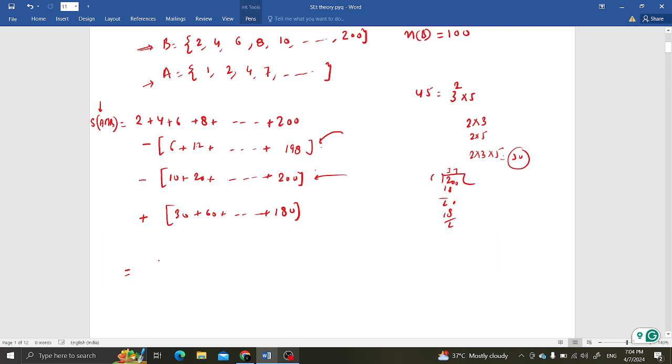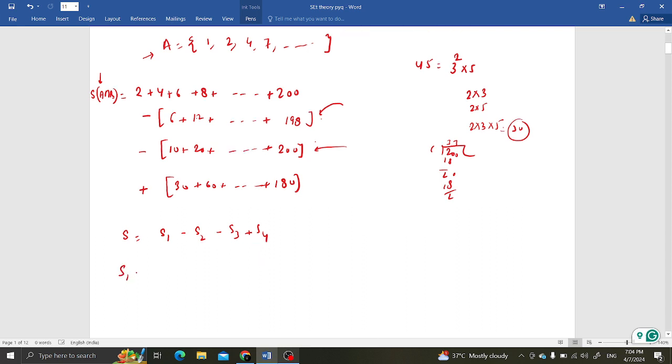Now, what will come? You observe the first thing: what is the first sum? First is S1. Actually, I will write it like that: S equals S1 minus S2 minus S3 plus S4. Okay.